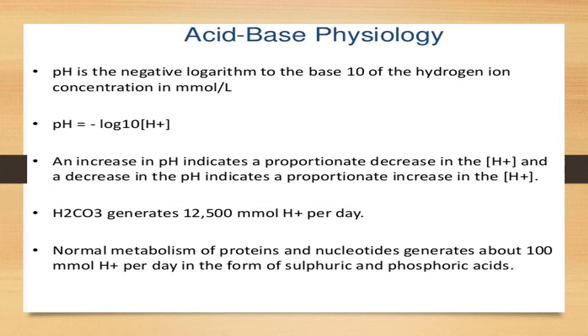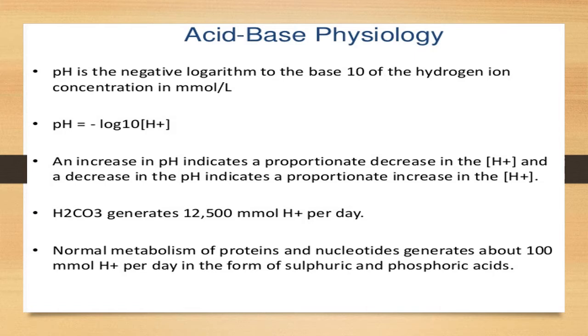Acid-base physiology. pH is the negative logarithm to the base 10 of the hydrogen ion concentration in millimole per liter. pH equals minus log 10 of hydrogen. An increase in pH indicates a proportionate decrease in the hydrogen ion, and a decrease in the pH indicates a proportionate increase in the hydrogen ion.